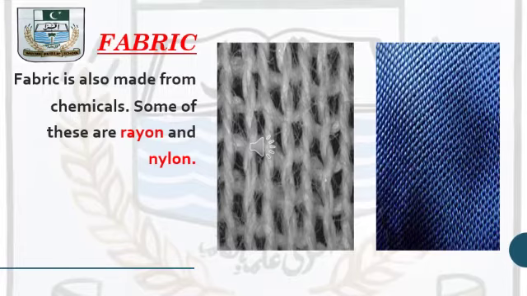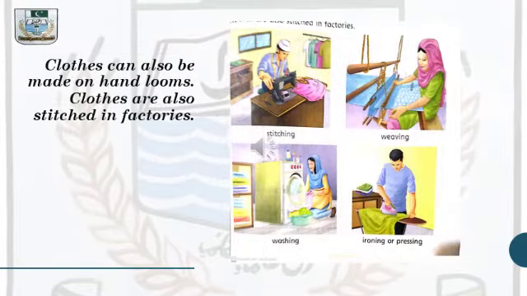Fabric is also made from chemicals. Some names you might know are rayon and nylon. These cloths are very hard and strong and we cannot cut them easily. Clothes can also be made on handlooms. They are also stitched in factories. Here are some people working with clothes. One is stitching the cloth, another lady is weaving the cloth, a lady is washing and a man is pressing the clothes.